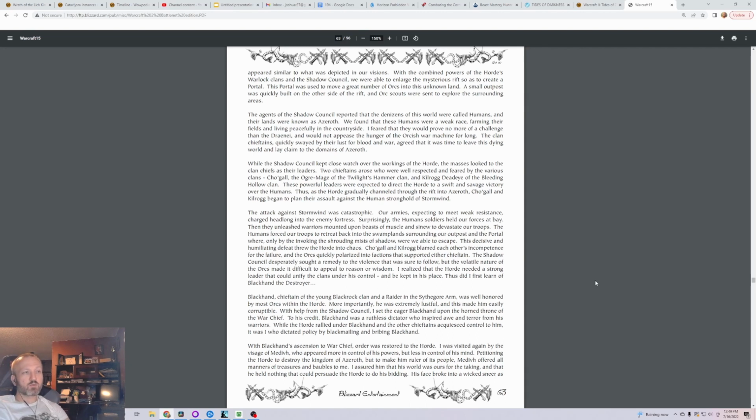The attack against Stormwind was catastrophic. Our armies, expecting to meet weak resistance, charged headlong into the enemy forces.